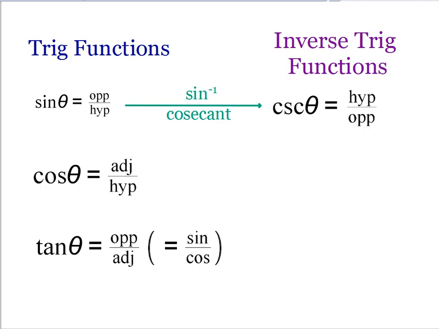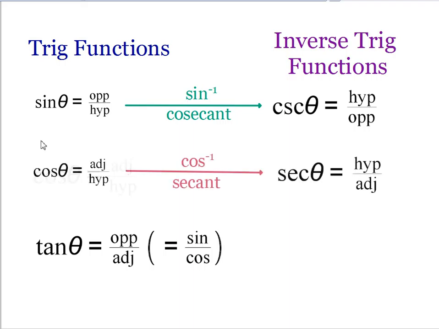Next, we have the inverse of cosine. I can write the inverse of cosine as cosine to the negative first power. This is what you're actually going to see on your calculator. You'll see them as sine to the negative first power, cosine to the negative first power, and so on. The inverse of cosine is called secant, and its abbreviation is SEC. And the secant of theta then is hypotenuse over adjacent.